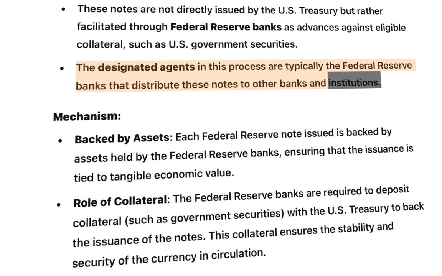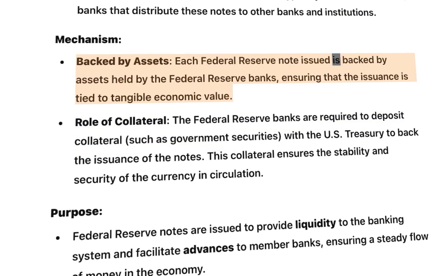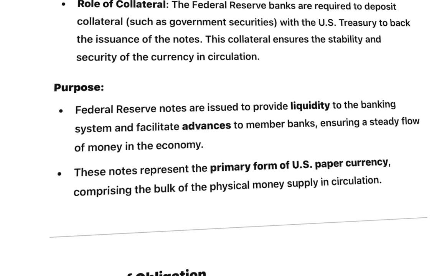The designated agents in this process are typically the Federal Reserve Banks that distribute these notes to other banks and institutions. Mechanism. Backed by assets. Each Federal Reserve note issued is backed by assets held by the Federal Reserve Banks, ensuring that the issuance is tied to tangible economic value. Role of collateral. The Federal Reserve Banks are required to deposit collateral, such as government securities, with the U.S. Treasury to back the issuance of the notes. This collateral ensures the stability and security of the currency in circulation.